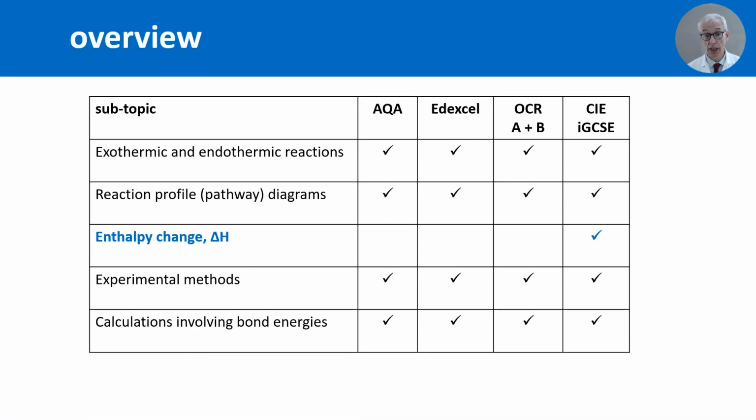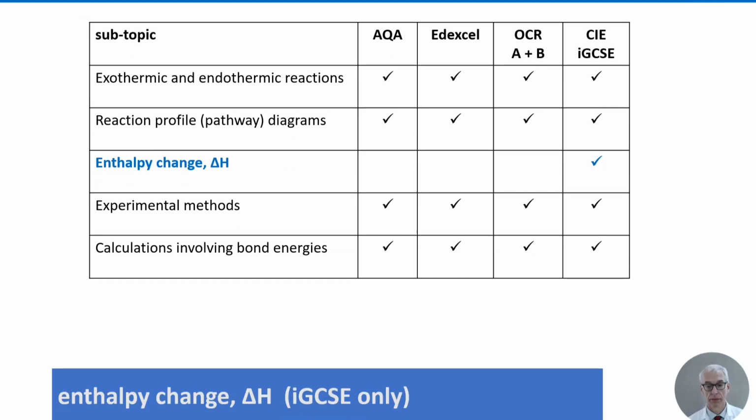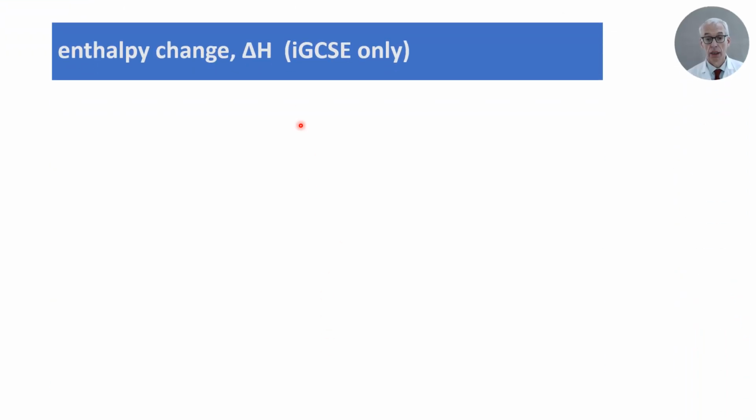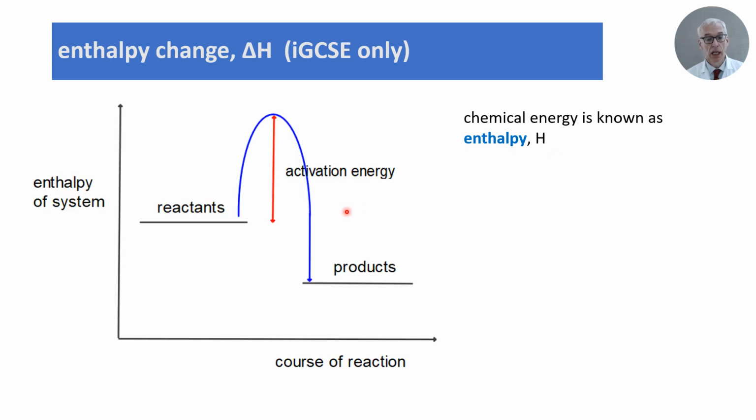Enthalpy change, delta H. So this particular slide applies to iGCSE only. There's some additional terminology. Chemical energy is known as enthalpy, which has the symbol H. So rather than having energy on your reaction pathway diagrams, we would have enthalpy of system.